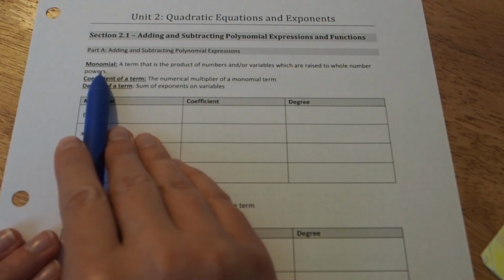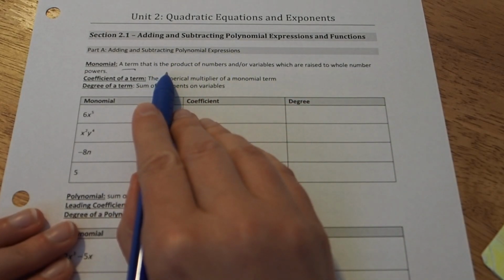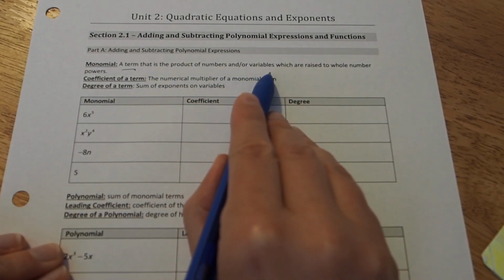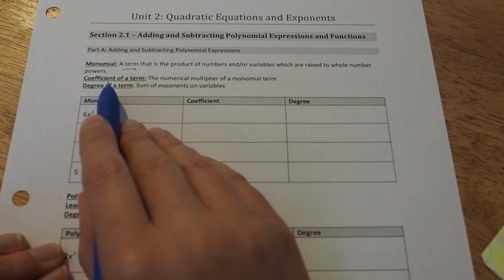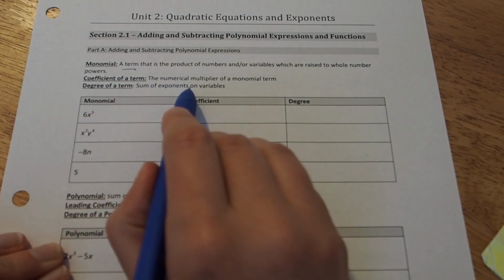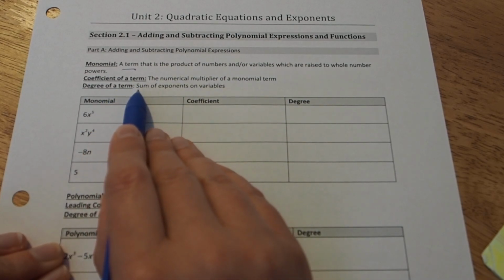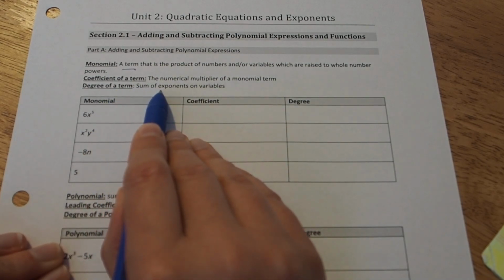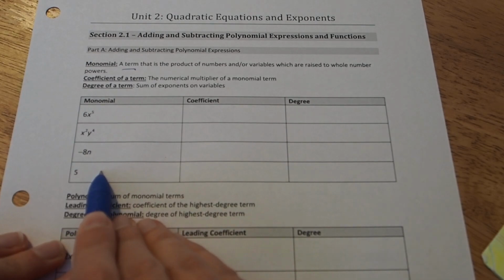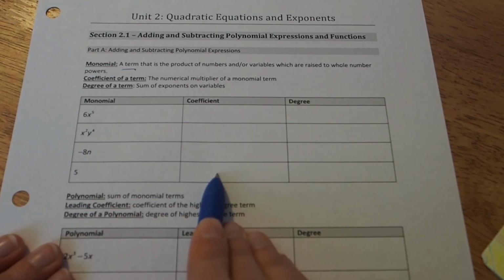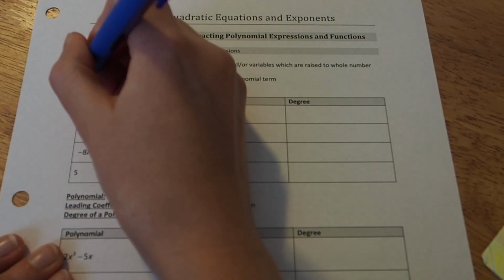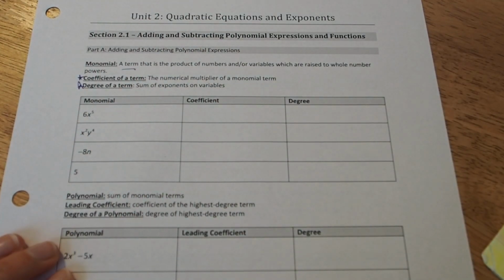A monomial is a term, just a single term, that is the product of numbers and/or variables which are raised to whole number powers. The coefficient of the term is the numerical multiplier of the monomial term, and the degree of the term is the sum of the exponents of all of the variables. So we've got a few monomials in this first box here. We're going to list their coefficient and their degree. So we're going to be using these two definitions.